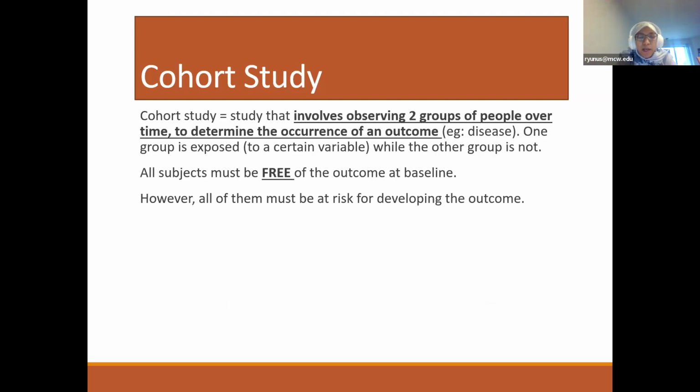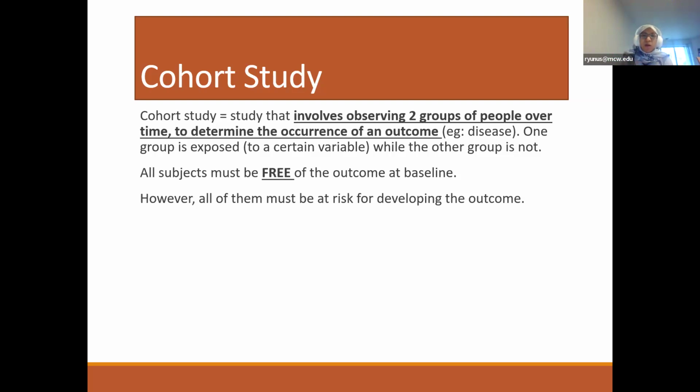Okay, so the basic or fundamental idea of cohort study is that you are observing two groups of people over time. Okay, you're looking to the future now, right? Because it's a prospective design. You observe two groups of people over time to determine, or sort of to wait, right, for something to happen, to determine the occurrence of an outcome. And that outcome is usually a disease. It doesn't have to be, but in most cases, it's a disease. And then one group is exposed to a certain variable, right? And the other group is not.